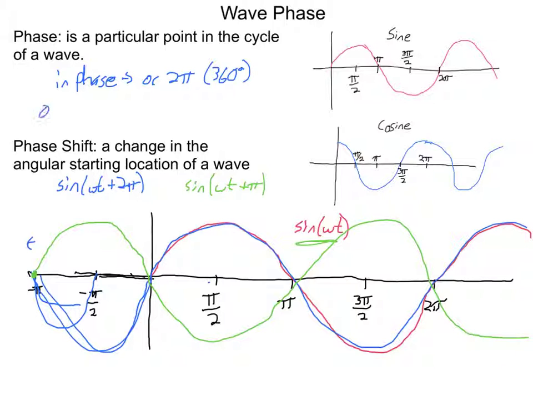If you are out of phase, that means the phase difference between them, one of the waves has a phase shift of pi or 180 degrees. So if things are out of phase, one of the waves has a phase shift compared to the other of pi or 180 degrees difference.